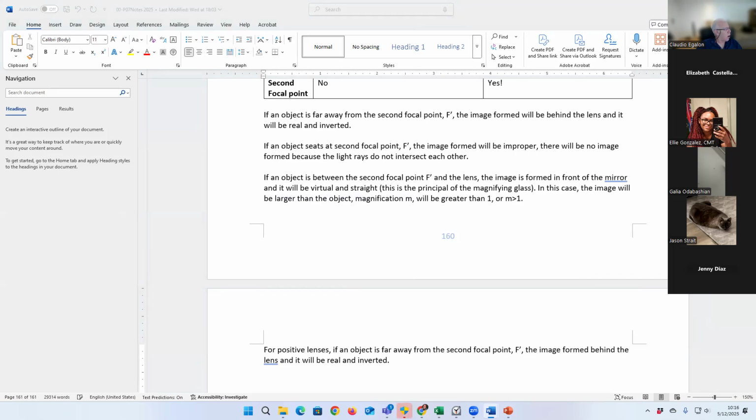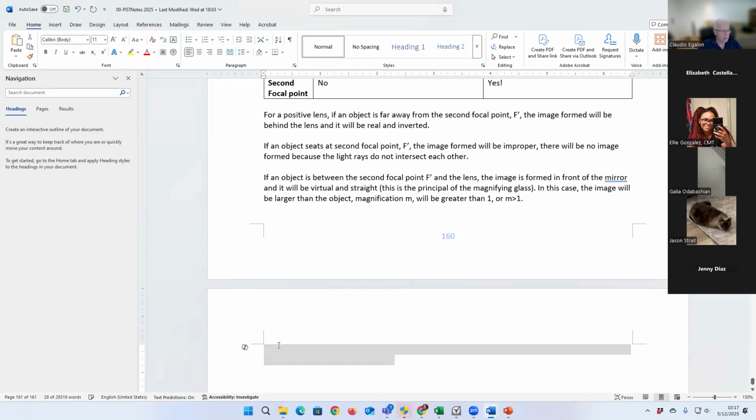If an object sits at a second focal point, I already said that, right? Yeah, even if I have said that, let's repeat. For a positive lens, if an object. Okay, so erase that.